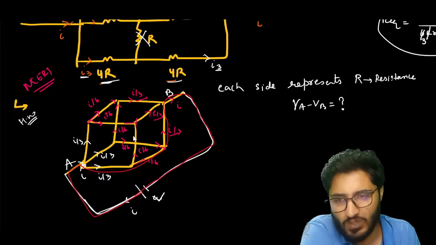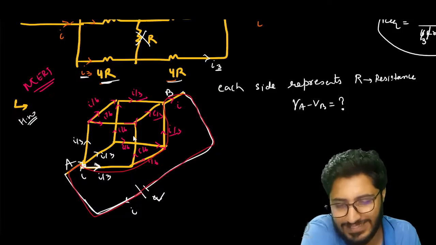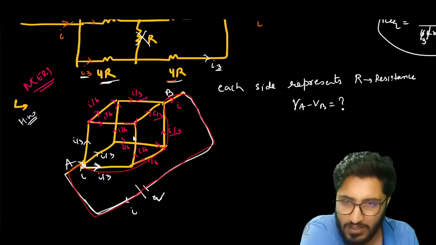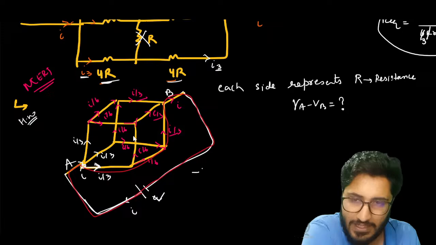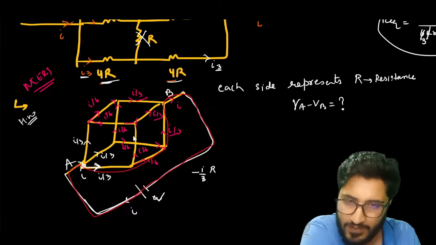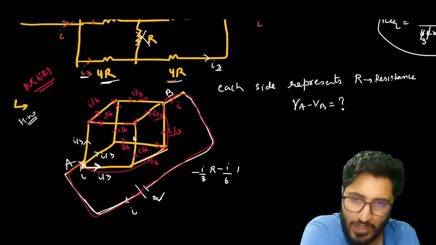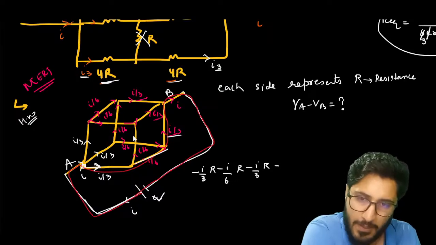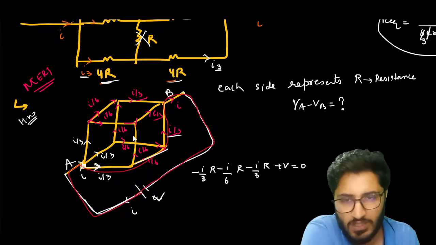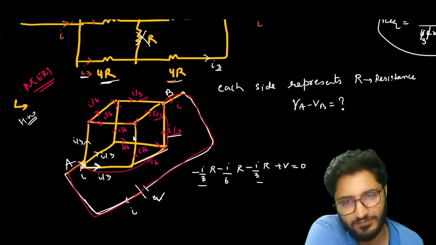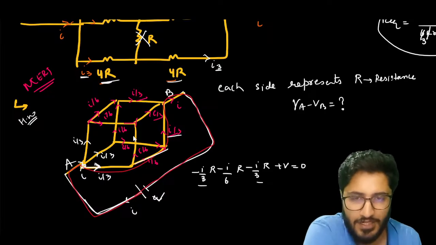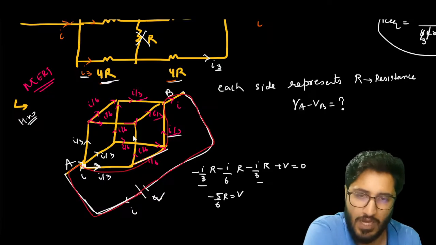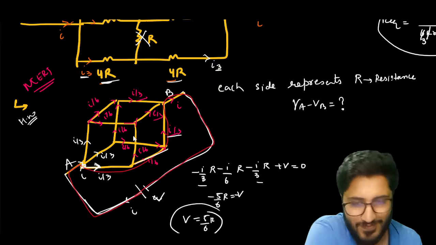So look, current is flowing in this way. We are going the same way. So what will we write? We will write here, this one, it is minus I by 3 into R. Then this one, minus I by 6 into R. This one, minus I by 3 into R. Done, then plus V equals to 0. I by 3, I by 3, 2 by 3, 2 by 3, 1 by 6. 5 by 6, it is minus 5 by 6 into R equals to minus V. So V equals to 5 by 6 into R. Easy?